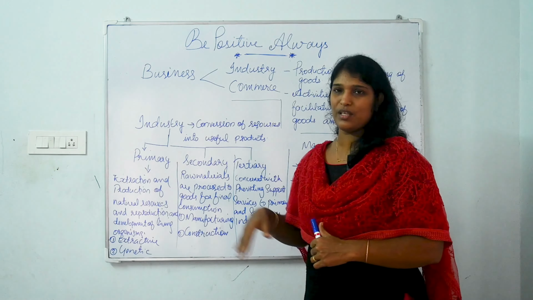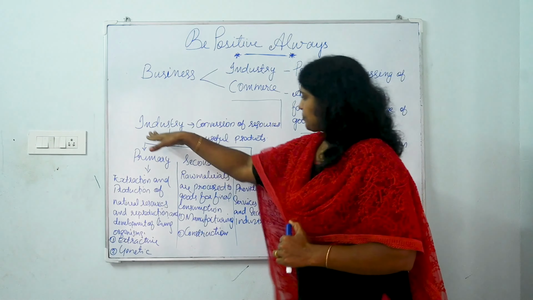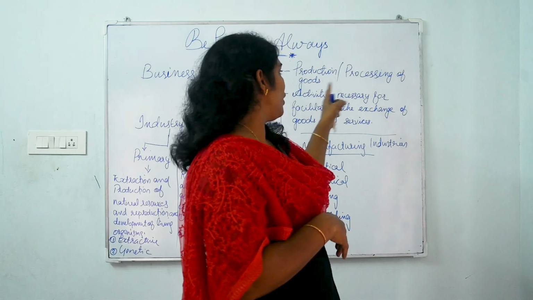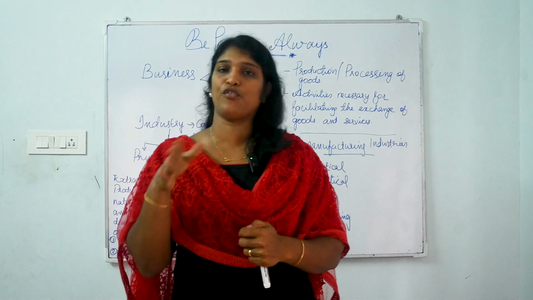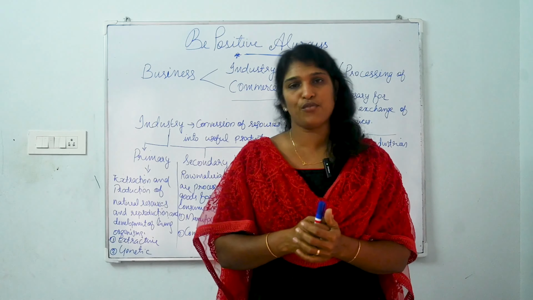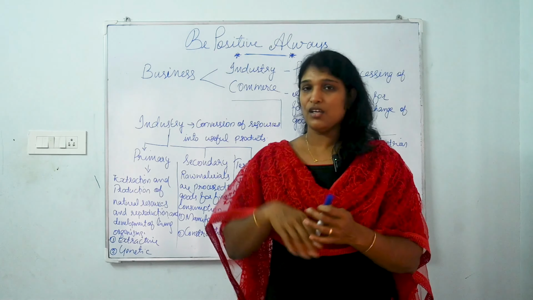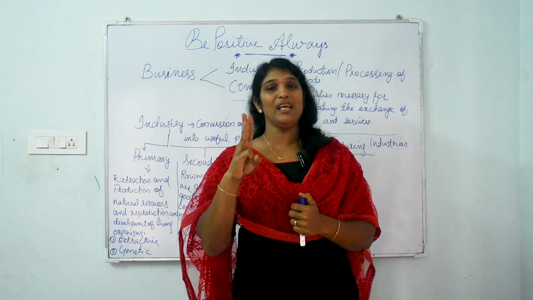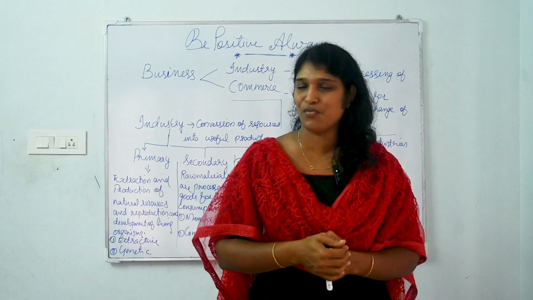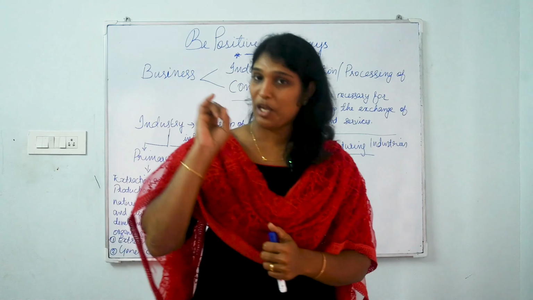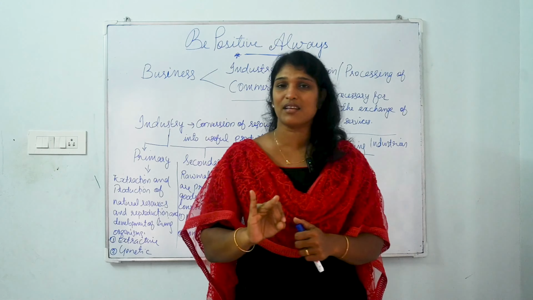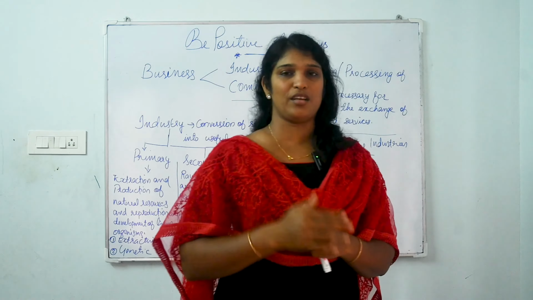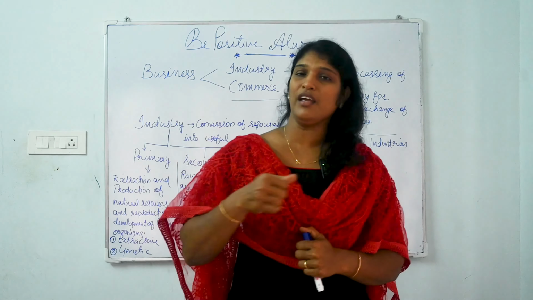Now we are into the details of industry. Industry is the processing of goods, the conversion of raw materials into finished goods for final consumption. This industry is again classified into three categories: primary industry, secondary industry and tertiary industry. Those are the three classifications of industries.